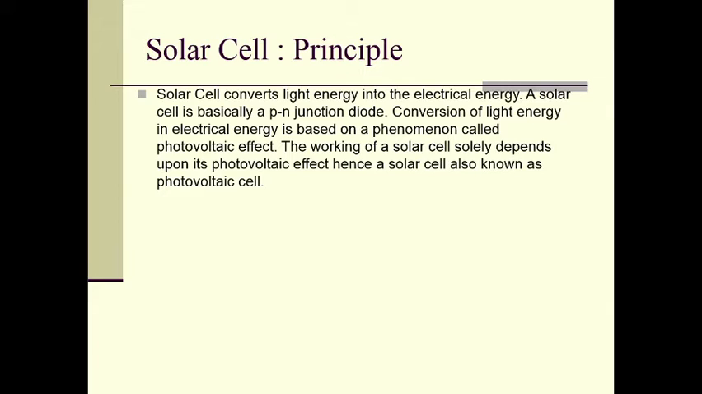A solar cell converts light energy into electrical energy. A solar cell is basically a PN junction diode. The conversion of light energy into electrical energy is based on a phenomenon called the photovoltaic effect. The working of a solar cell solely depends upon its photovoltaic effect. Hence, a solar cell is also known as a photovoltaic cell.